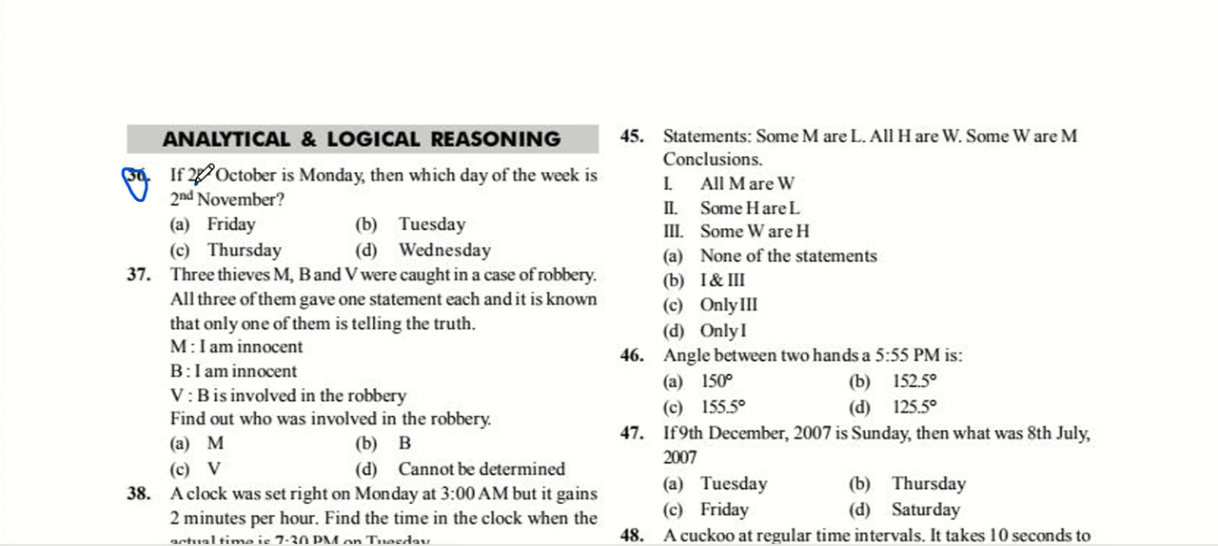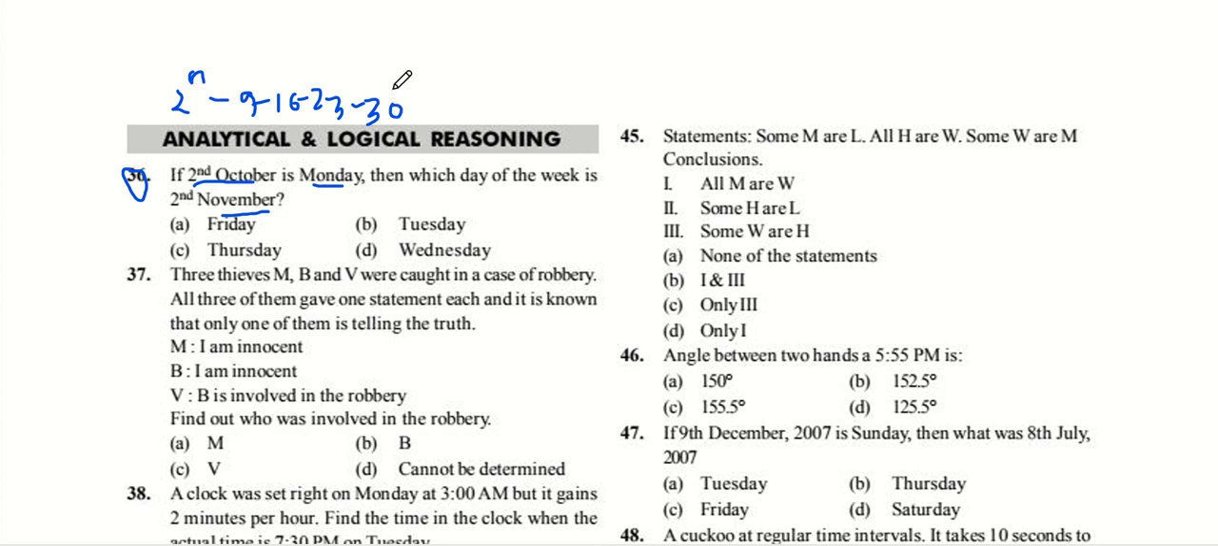If 2nd October is a Monday, which day of the week will 2nd November be? This is what you have to calculate. How do you calculate that? For example, if 2nd October is a Monday, then 9th, 16th, 23rd and 30th October will also be Mondays.